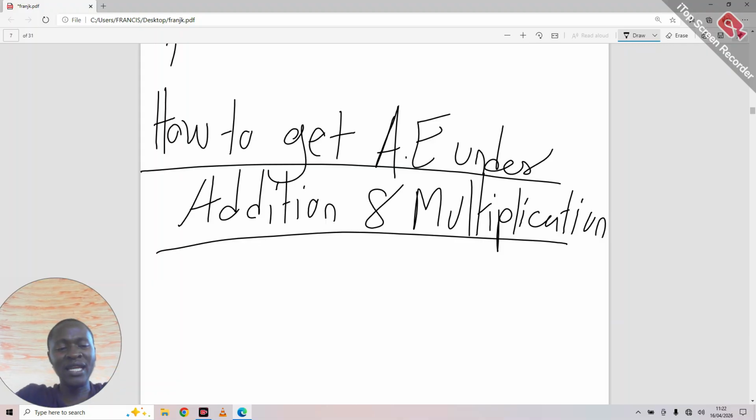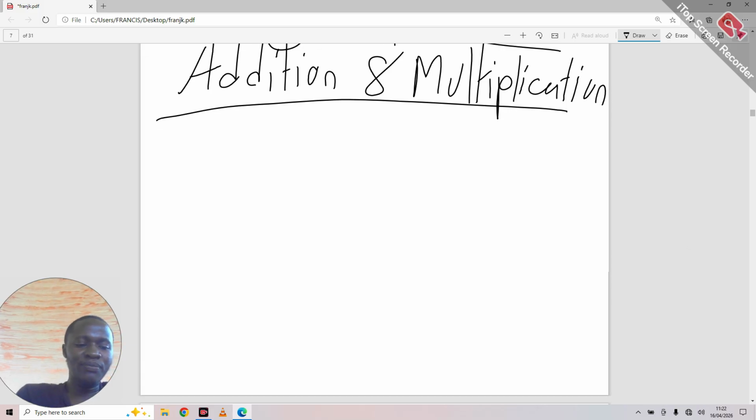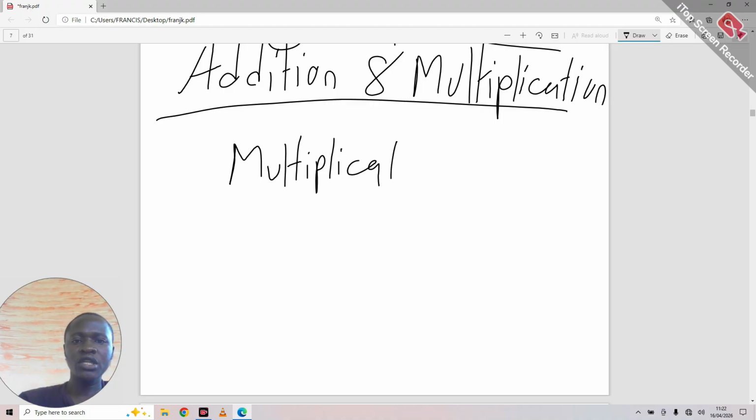Let me just repeat myself from what I've noted down here. Both addition and multiplication share a common method when calculating the absolute error. The procedure for arriving at the answer is the same. Now, let me start with multiplication.